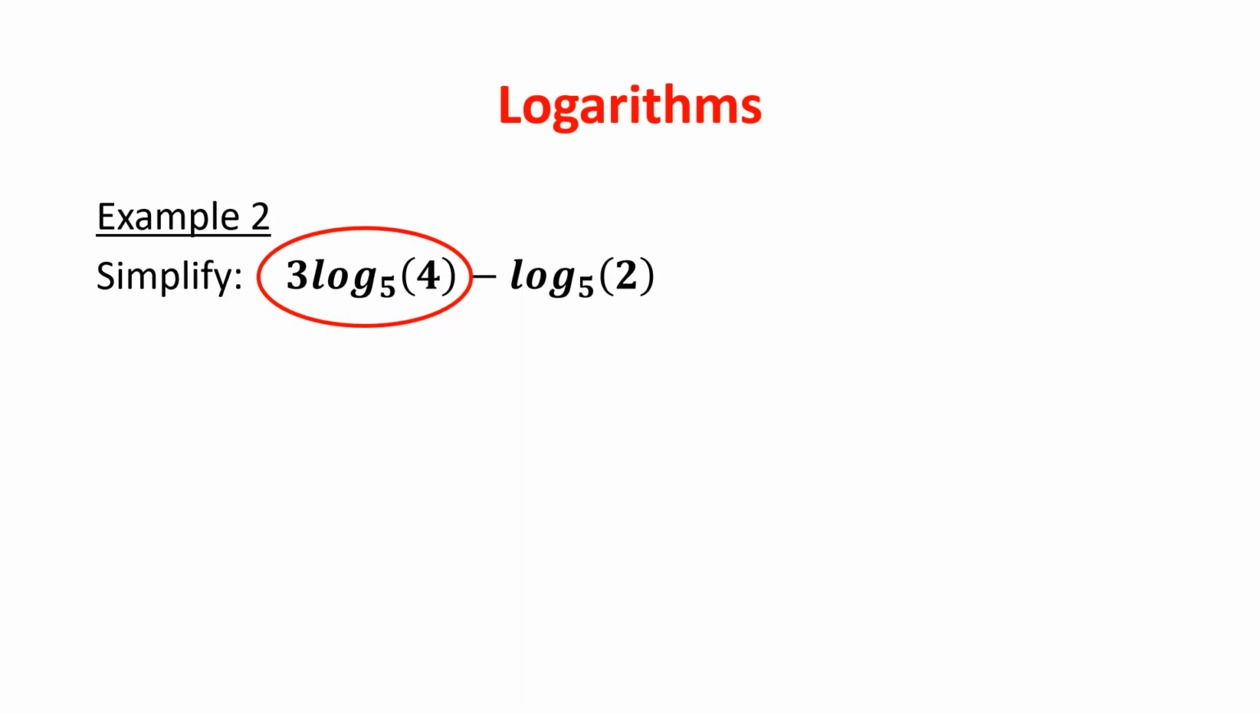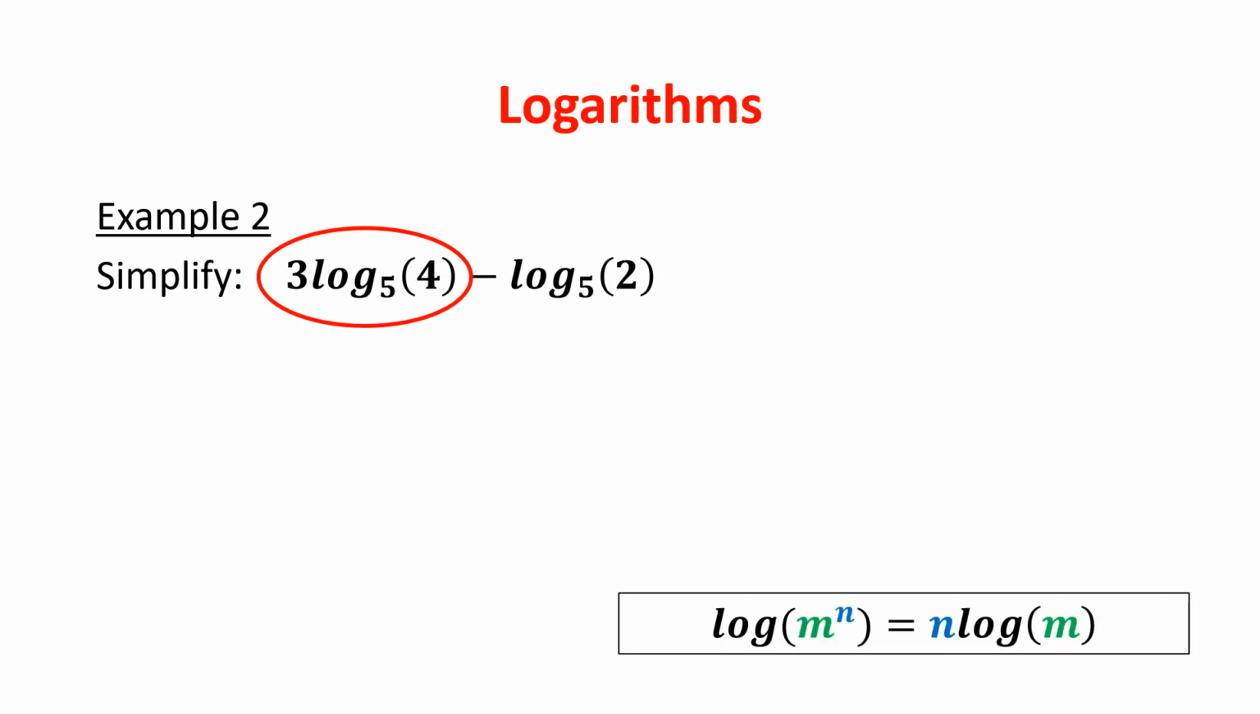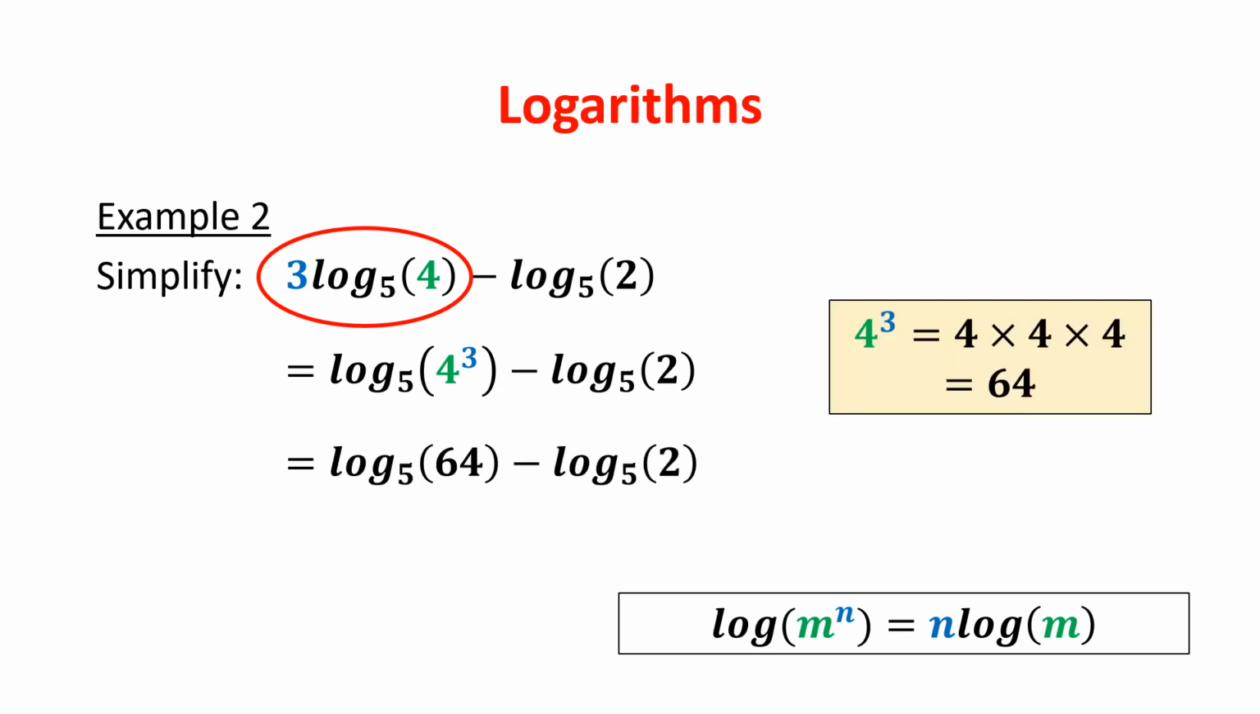So let's start off with this first part, 3 log 4. And our third rule of logs says we can take the 3 out the front and we can bring it into the brackets and make it a power. So 4 to the power of 3. So we have log of 4 to the power of 3. Now 4 to the power of 3 is 4 times 4 times 4, which is 64. So we have log of 64. Still in base 5, but I'm not worrying about the bases.